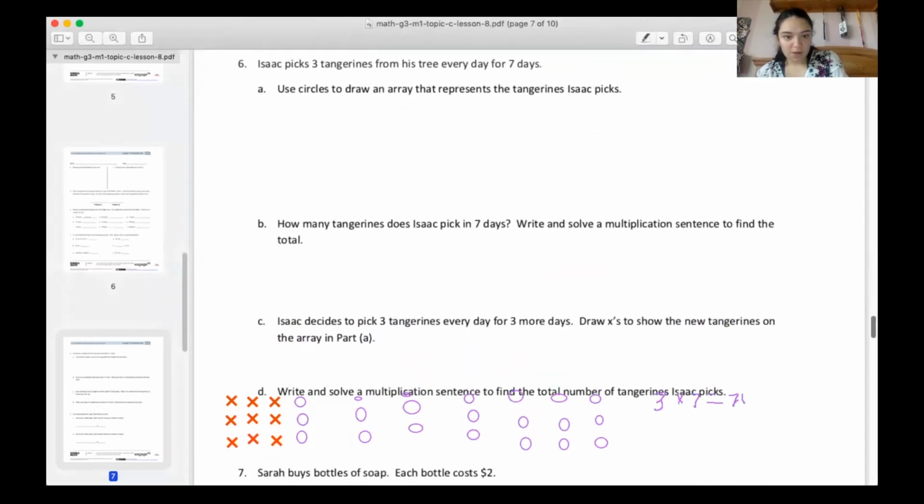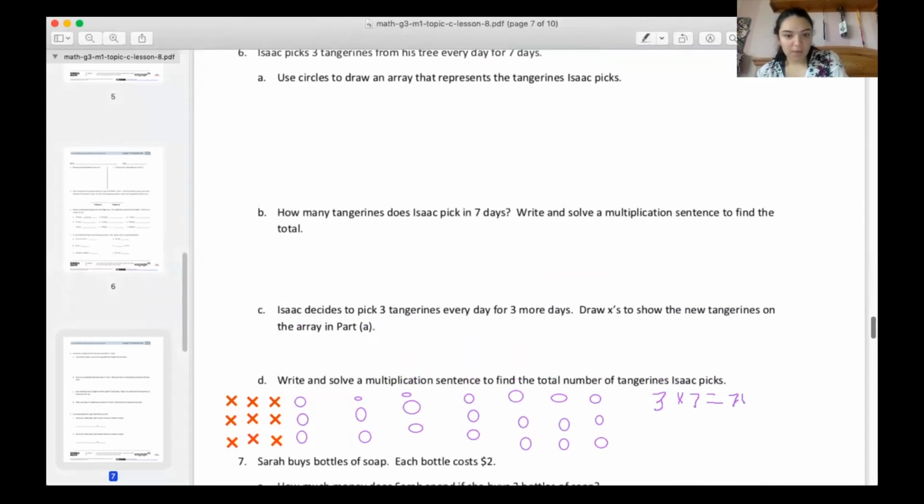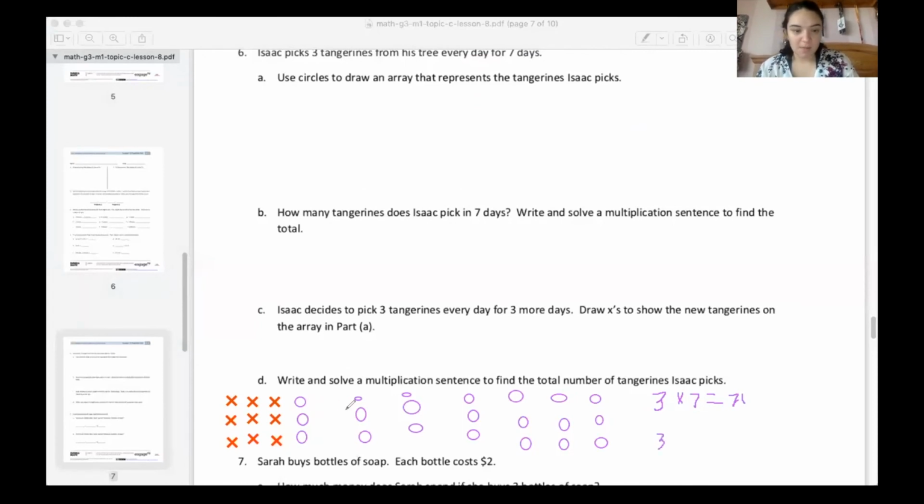I'm going to scroll down. Write and solve a multiplication sentence to find the total number of tangerines based on the new one. So now how many tangerines do we have in each row? We still have 3 groups, but how many are in each row? 1, 2, 3, 4, 5, 6, 7, 8, 9, 10. So we're going to have 3 groups with 10 in each.